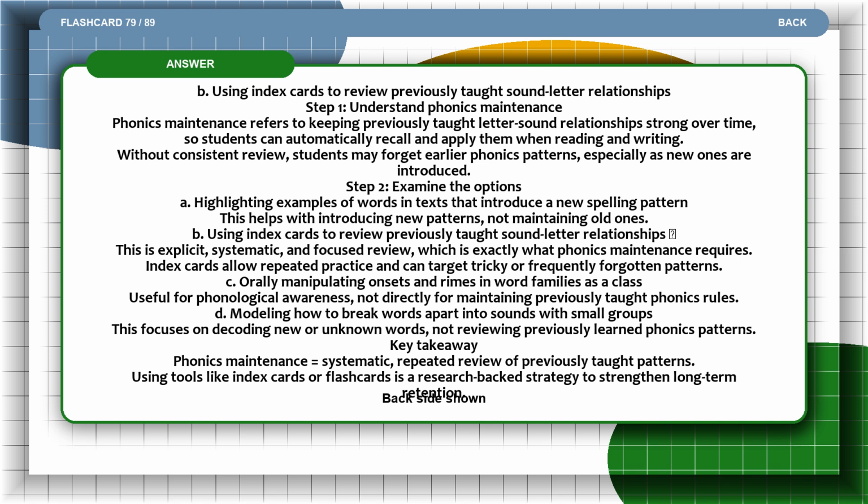Step 2. Examine the options. A. Highlighting examples of words in text that introduce a new spelling pattern. This helps with introducing new patterns, not maintaining old ones. B. Using index cards to review previously taught sound-letter relationships. This is explicit, systematic, and focused review, which is exactly what phonics maintenance requires. Index cards allow repeated practice and can target tricky or frequently forgotten patterns.